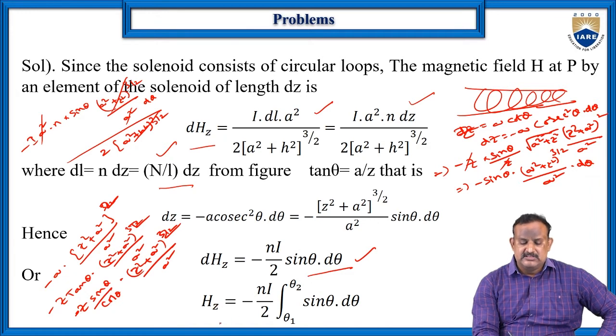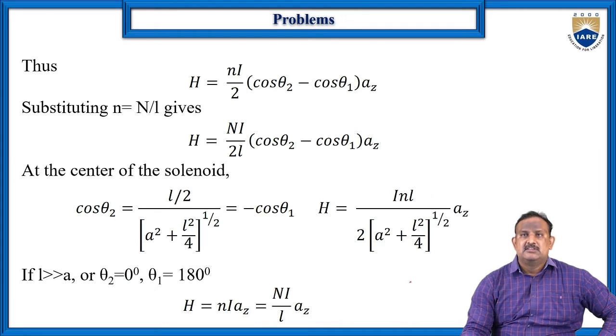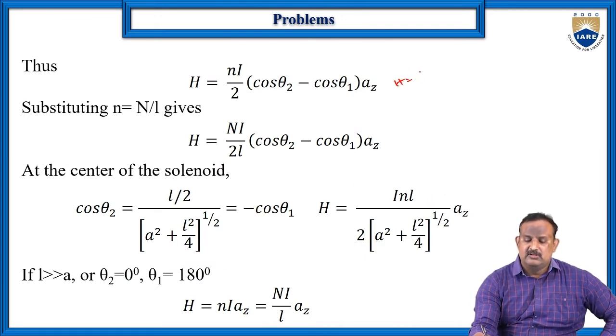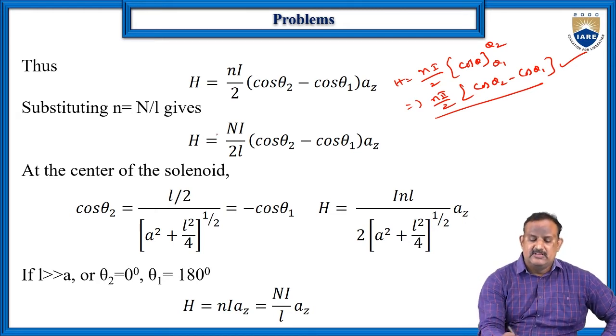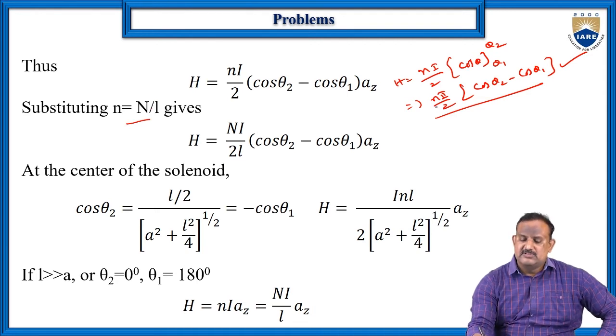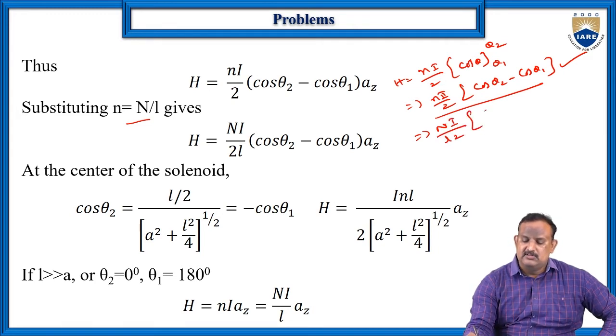So if we integrate the equation on both sides, Hz equal to minus nI by 2 integral sin theta into d theta between the limits theta 1 to theta 2. The integral of sin theta is minus cos theta. Therefore Hz equal to nI by 2 into cos theta between the limits theta 2 to theta 1. Therefore you can write here nI by 2 into cos theta 2 minus cos theta 1. Hence the given one is proved. So here again we can substitute small n equal to capital N by L. The equation becomes capital N into I by L into 2, into cos theta 2 minus cos theta 1.